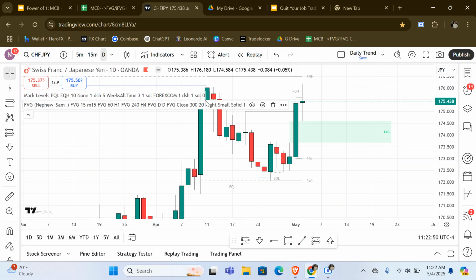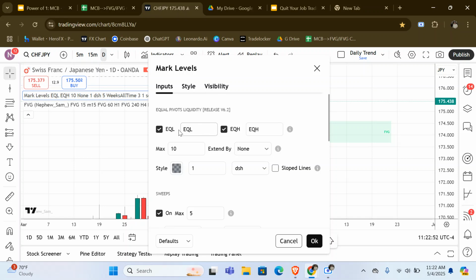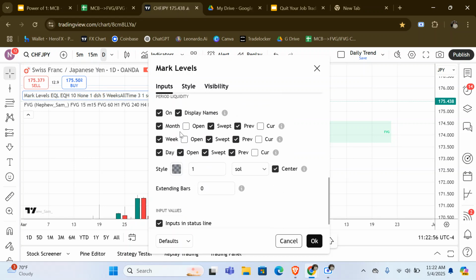And then we'll toggle the settings here a little bit. You don't need equal highs and lows for mark levels. You don't need anything about the month. The weekly open price you will need. You don't need the previous though. All you need to check is the weekly open price. That's it. Okay. You can do current high or low of the week if you want. That's up to you. We'll leave that checked for now.